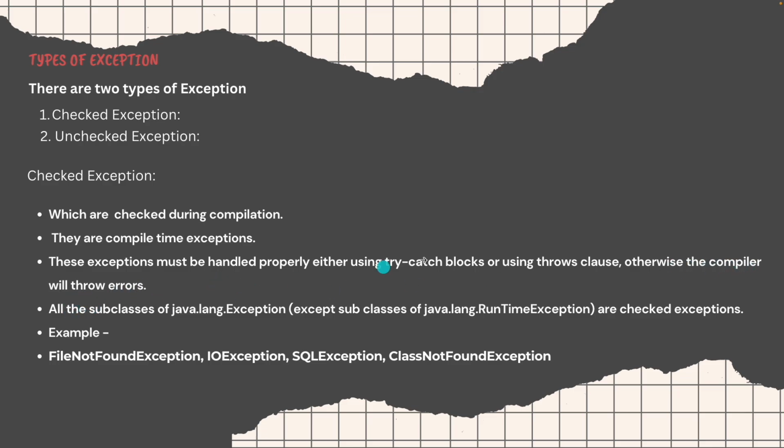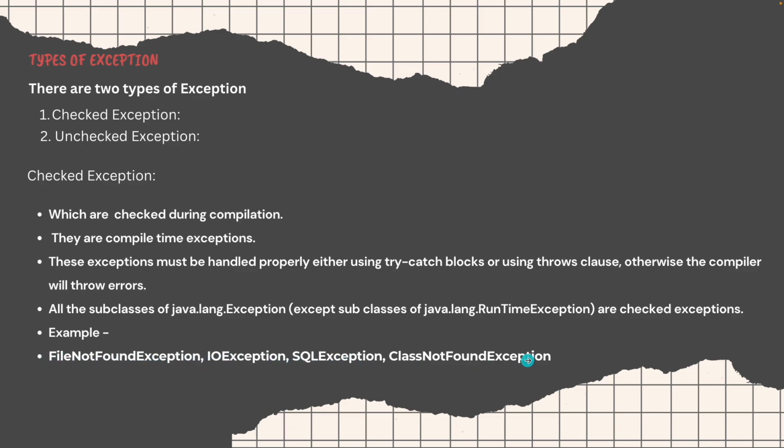And what is the package of the exceptions, where do they come from? java.lang.Exception. It's not part of the runtime exception. Checked exception is basically a part of the Exception class, not a runtime exception. And the examples we already saw, and here we also check that the types of checked exception are file not found, IO, SQL, class not found exceptions.